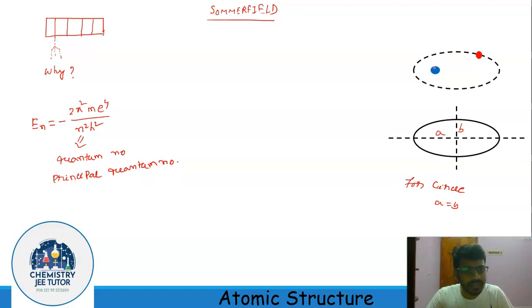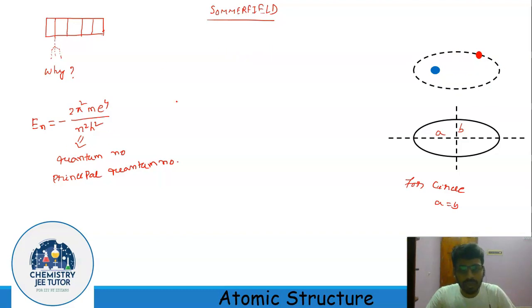Now the question is, did Sommerfeld just say that the orbit will be elliptical? No. It can be shown mathematically for a central field problem like the hydrogen atom problem, if the energy is negative, then the paths will be elliptical. I am not going into the details of the mathematical calculation.